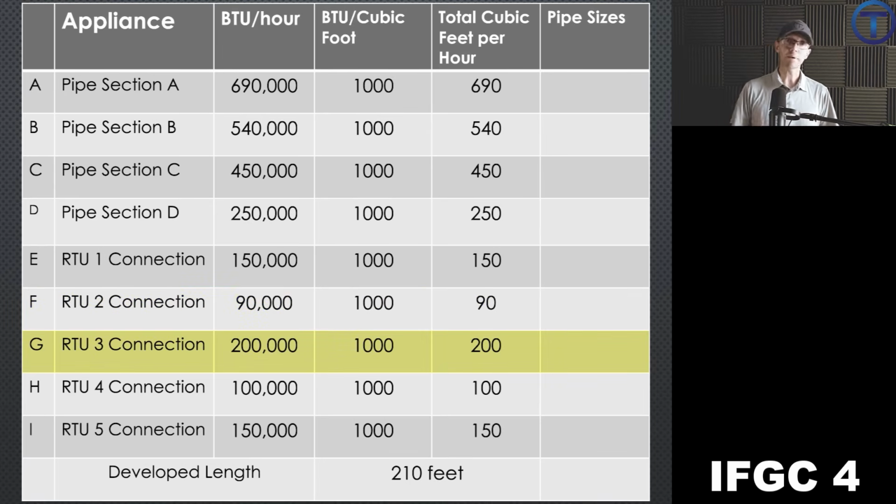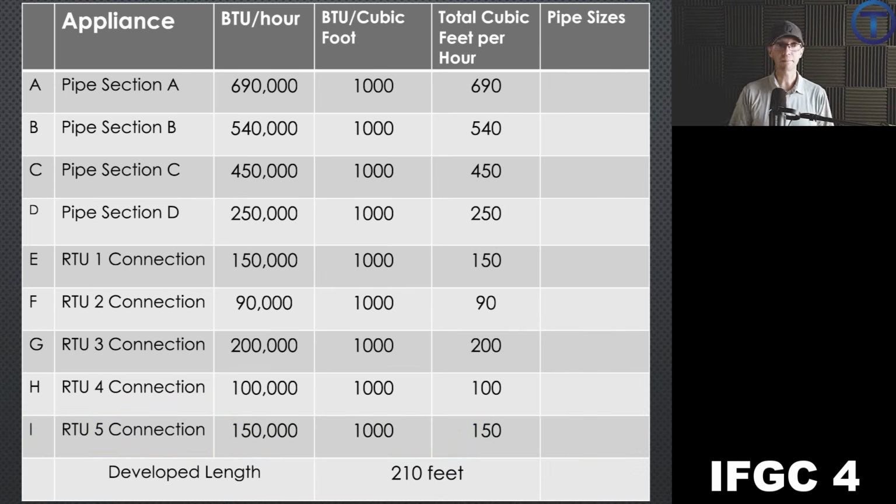G, rooftop unit 3, it has 200,000 BTUs. We divide by 1,000 and we get 200 cubic feet per hour. H, rooftop unit 4, we have 100,000 BTUs. We divide by 1,000 and we get 100 cubic feet per hour. And finally, I, rooftop unit 5, we have 150,000 BTUs. Divide by 1,000 and we get 150 cubic feet per hour.